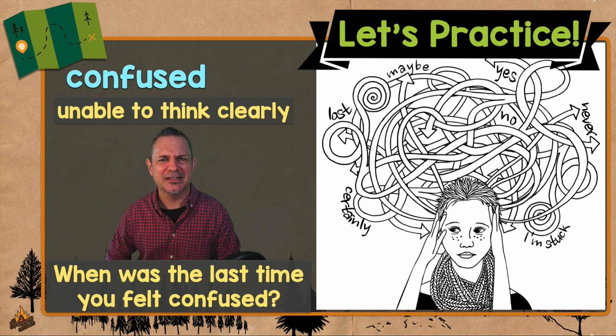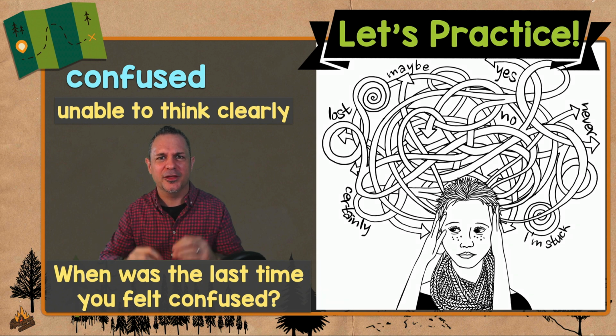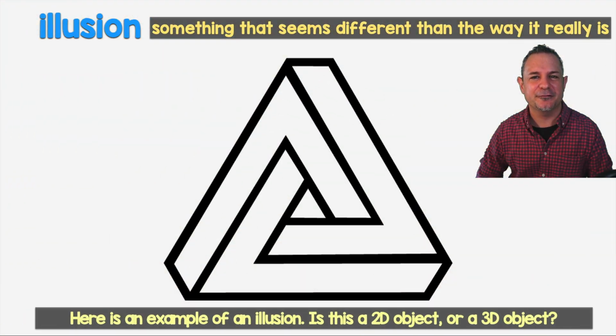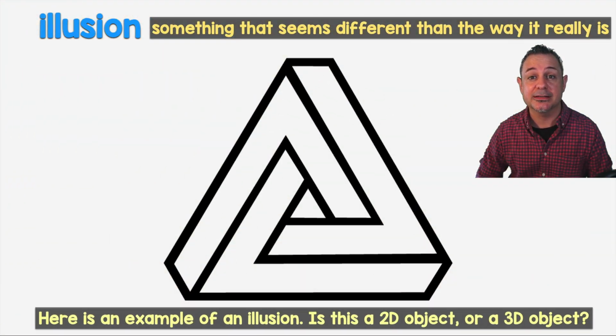I was confused in the beginning of this video when I couldn't figure out what was going on with all the strange eyeball-looky things. That made me confused. Yeah. An illusion is something that seems different from the way it really is.